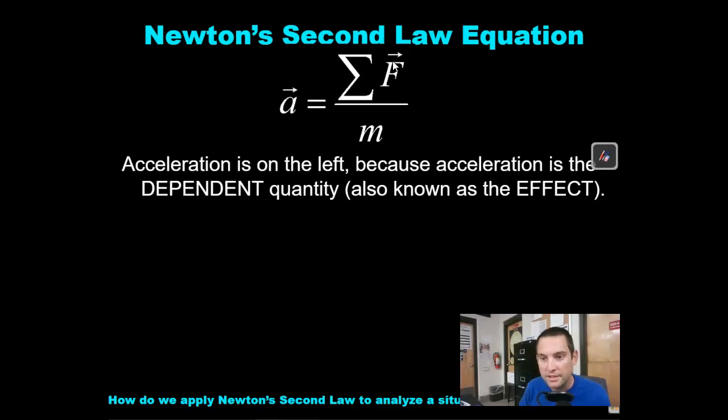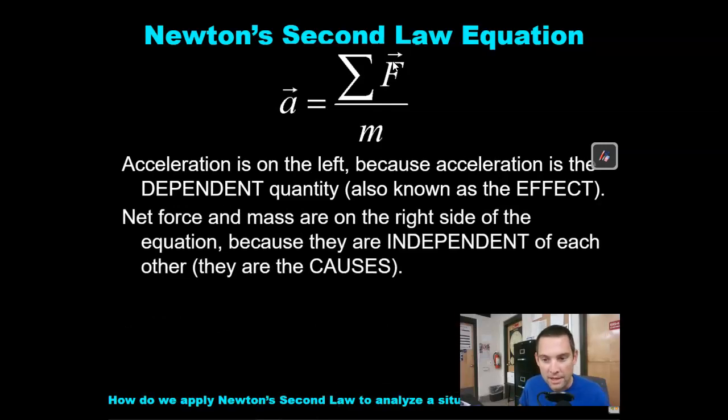Acceleration is on the left because acceleration is the dependent quantity, known as the effect. Net force and mass are on the right side of the equation because they're independent of each other. They are the causes. If you increase force, it's going to increase acceleration. If you increase mass, it's going to decrease acceleration because it's in the denominator.